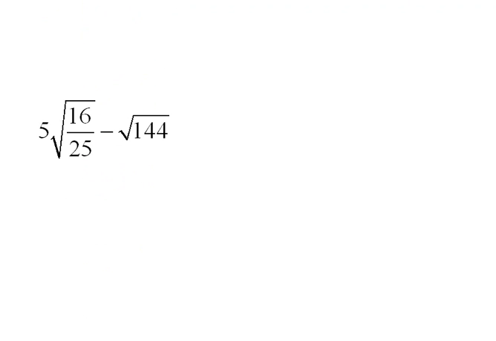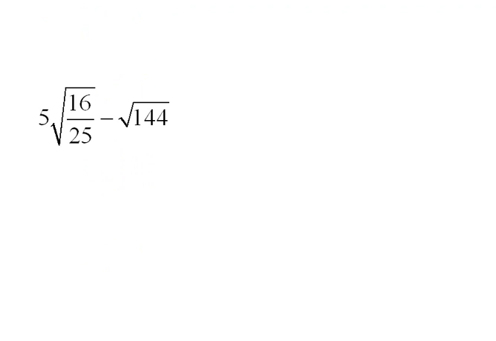Alright, lastly, here we have a pretty ugly looking example, but here again we're going to do this one part at a time. So this literally says 5 times the square root of 16 over 25. Well, remember, we could rewrite that as the square root of 16 over the square root of 25, minus the square root of 144.